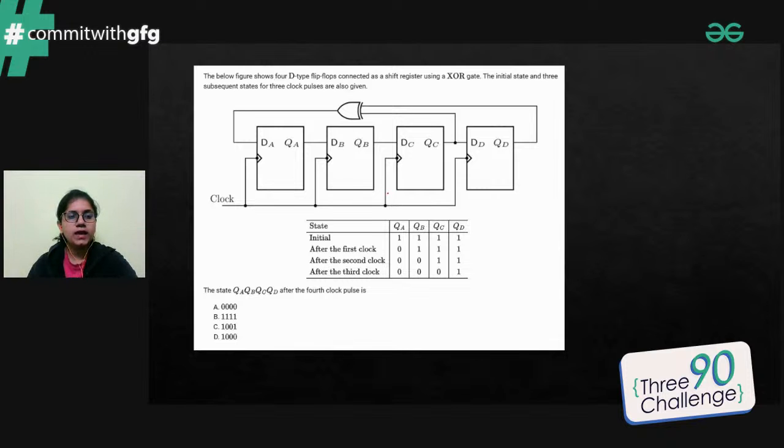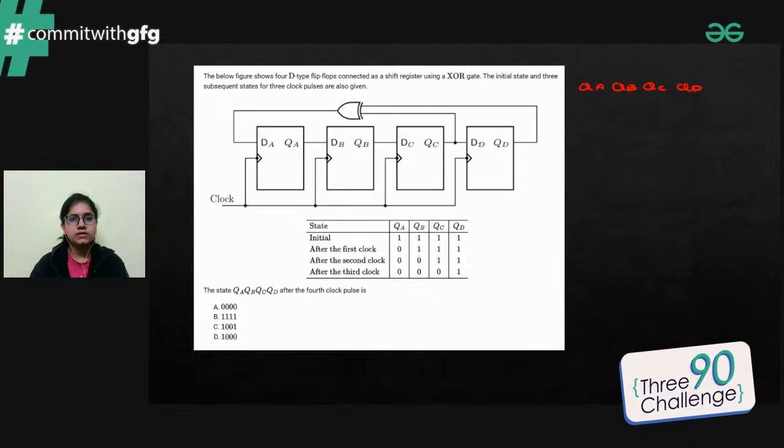Now here the diagram is shown. Can you see the diagram? The states are also shown: first the initial, after the first clock, after the second clock, after the third clock. And they are asking us the state QA, QB, QC, QD after the fourth clock pulse, and as this is a shift register, the answer is very simple.